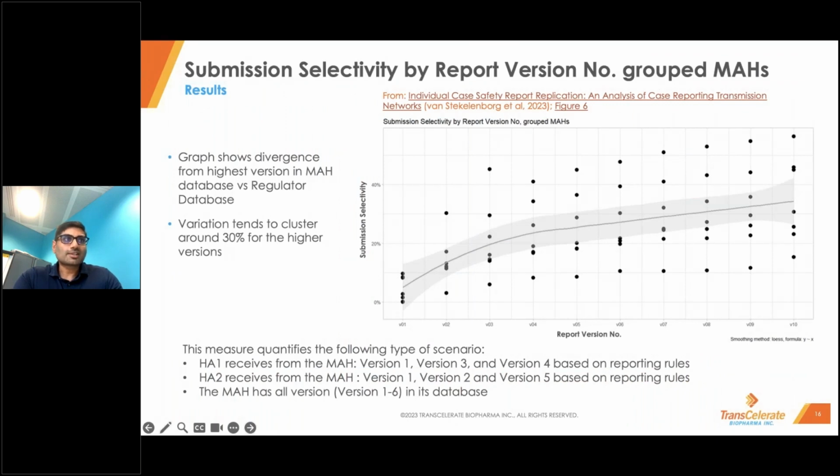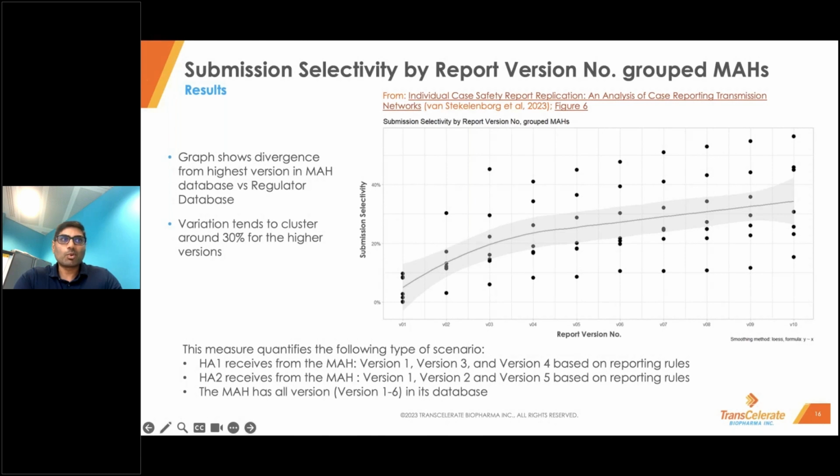So far, what we have seen is that across the 7 member companies, a huge volume of cases and their respective versions are distributed to multiple recipients, highlighting the magnitude of replication. Secondary to this, we set about highlighting the potential implication of replication, and one measure shown here, which is figure 6 from the publication, is entitled submission selectivity.